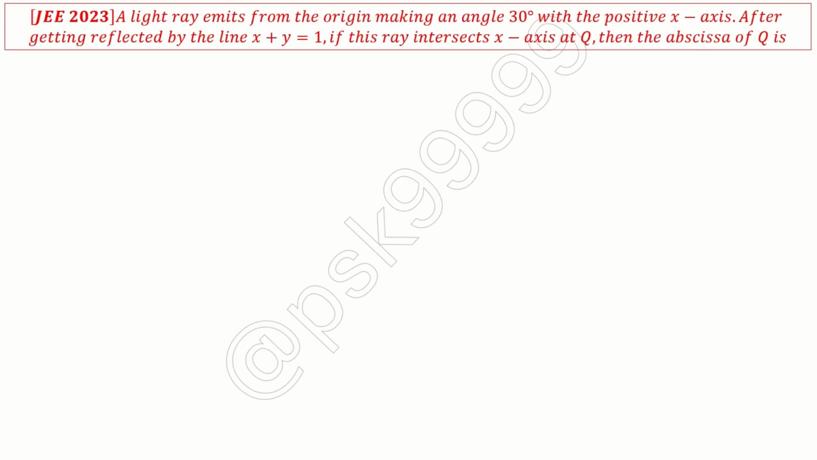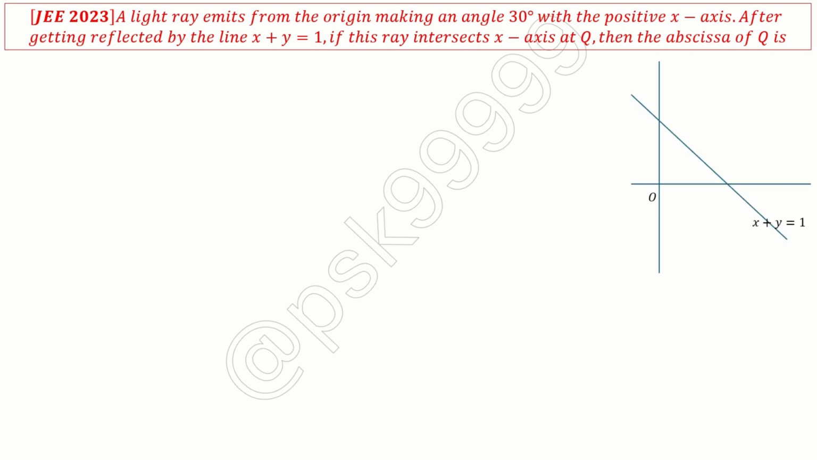The first one: a light ray emits from the origin, making an angle of 30 degrees with the positive x-axis. After getting reflected by the line x plus y equal to 1, if this ray intersects the x-axis at Q, then the abscissa of Q is. So first and foremost thing is to draw a right picture. That is very important.